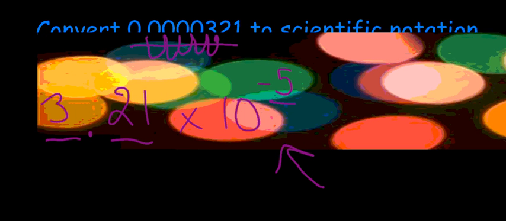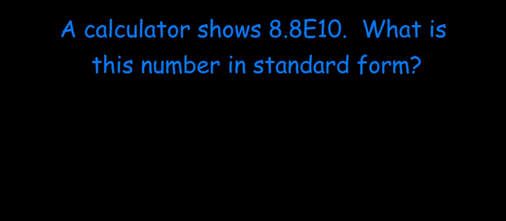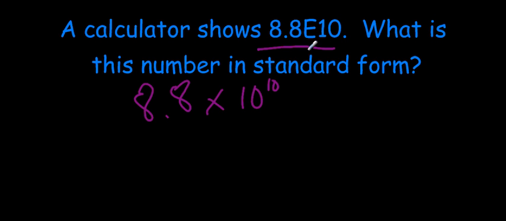All right, one other type of problem that we want to look at here. What if a calculator shows you something that looks like this? I know you've probably all seen it before, where you get something kind of funny looking that you're not sure about. Actually, what that's doing is writing it in scientific notation. It's saying you have 8.8 times 10 to the 10th power. That's what that e to the 10 means. It's giving you what that exponent is on your power of 10.